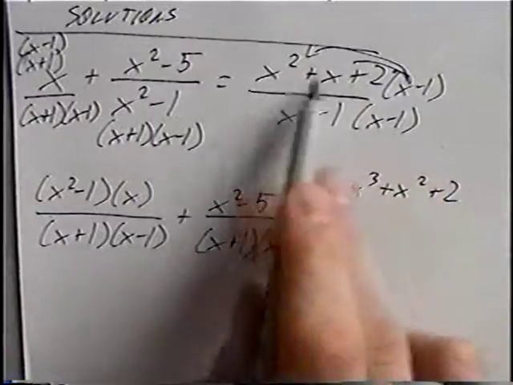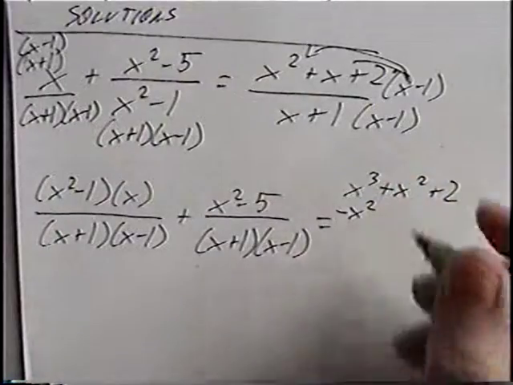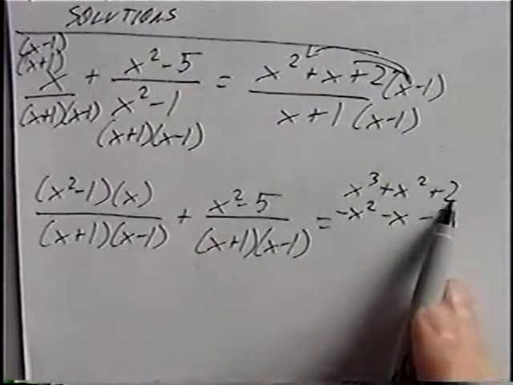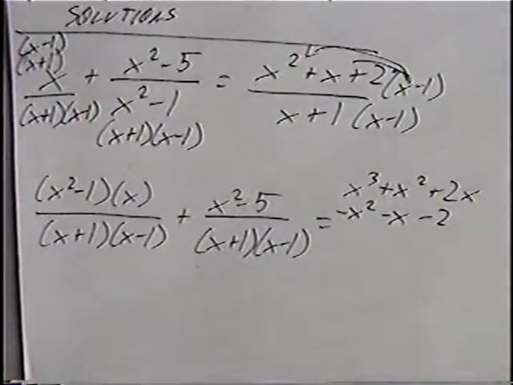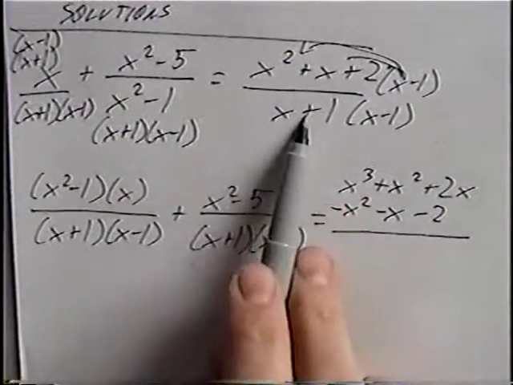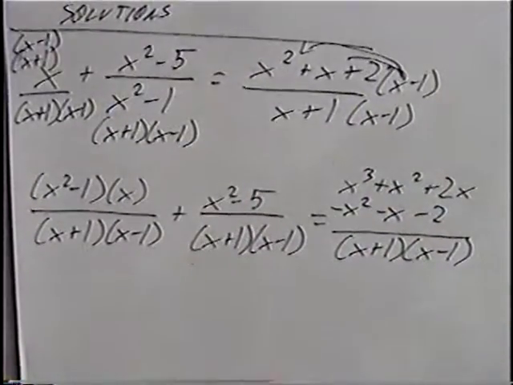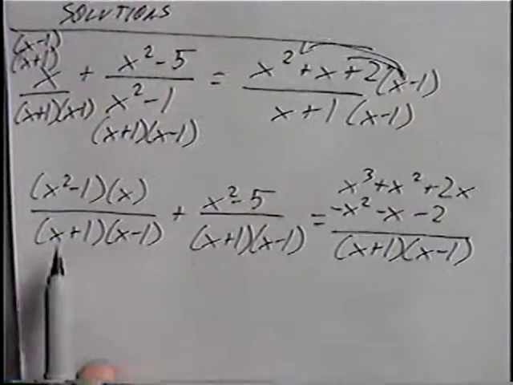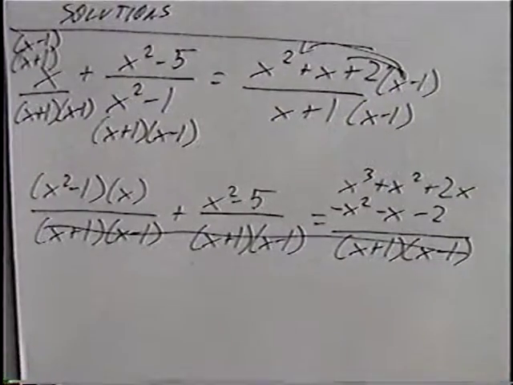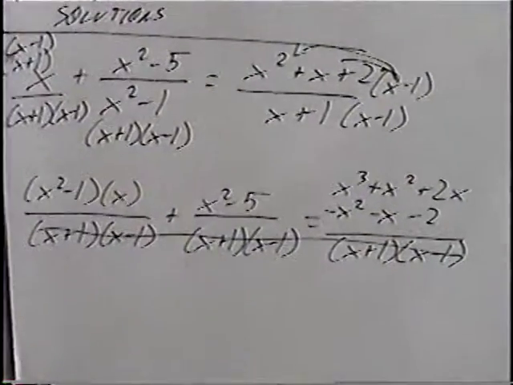We'll also have negative 1 times each of these three terms, so that would be a negative x squared, a negative x, and negative 2. This 2 appears actually 2 times x, so that should be 2x. That's the numerator, so the denominator again should be (x plus 1)(x minus 1). Again, once all your denominators are the same, you can cross those off or ignore them for now. At the end of the problem, we'll get back to the elimination of possible solutions, which will look at the denominators.